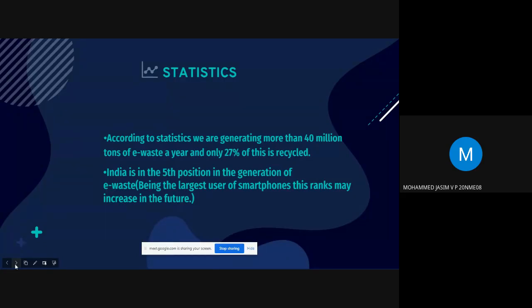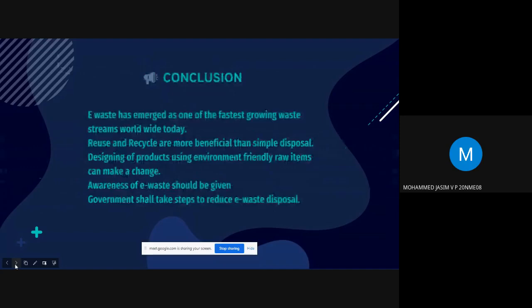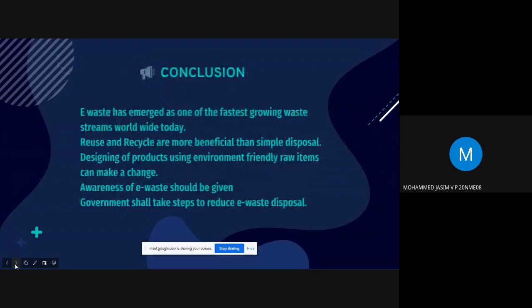So as we conclude our presentation, we want to remind you that e-waste has emerged as one of the fastest growing waste streams worldwide. So practice reuse and recycle, and be aware that these steps are more beneficial than simple disposal, which doesn't give anything. We must reuse or recycle. So there is no loss, only profit.